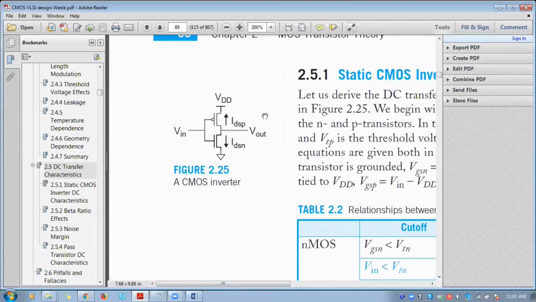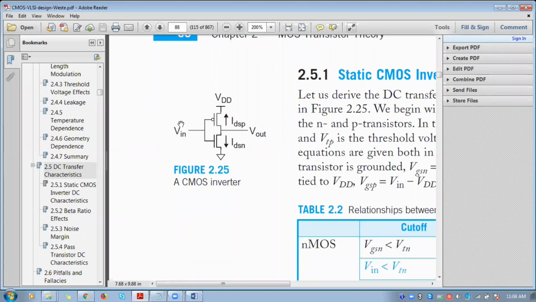The working of an inverter: when I am supplying zero voltage, as you know, your PMOS will be switched on and the NMOS will be switched off. Actually, your PMOS is getting into the saturation region and the NMOS will be in the cutoff region. And when the PMOS is switched on, the output will be directly connected to VDD, so you will get 5 volt at the output. That is logic 1.